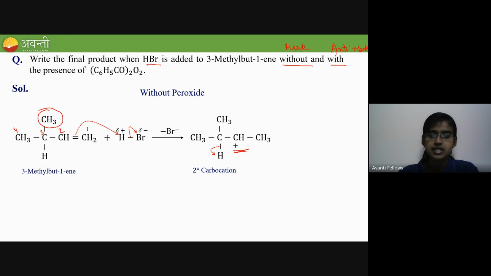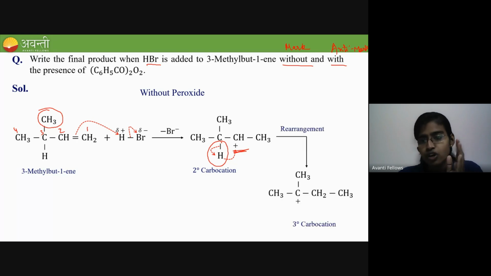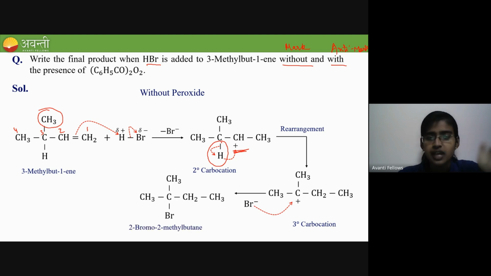How does it occur? The C-H bond, this part, is going to the adjacent carbon. This hydride rearrangement occurs to form the tertiary carbocation, which is more stable than the secondary. Clear for all? Now Br minus will come and attack that tertiary carbocation to give the product, and the name of the product is 2-bromo-2-methyl butane, with carbons 1, 2, 3 and 4.